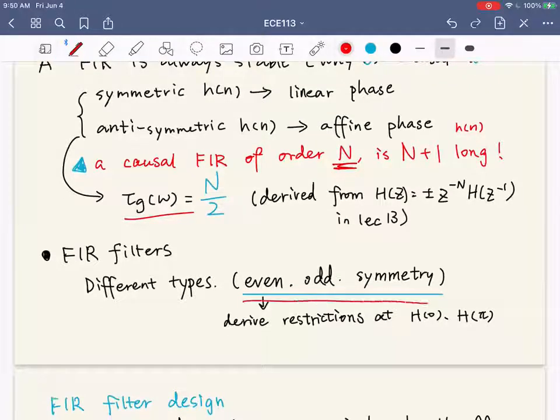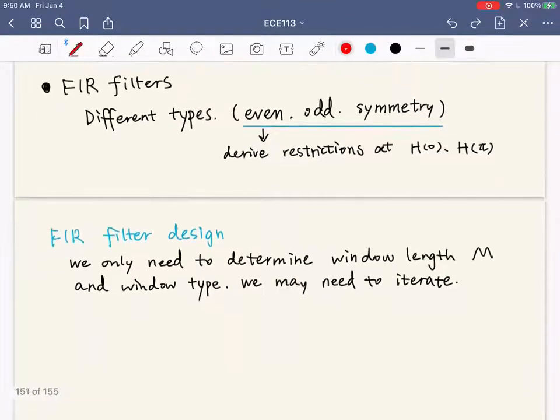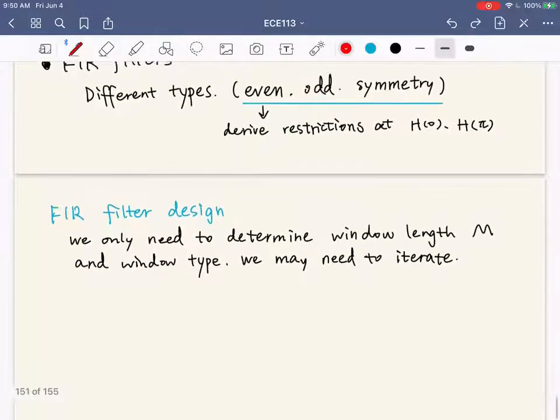And because this detailed difference will derive different restrictions at your h of 0 and h of pi using the even or odd or symmetric properties, they are all derivable. So no worries, they are the same thing. You just need to refer to the corresponding one given the question content.